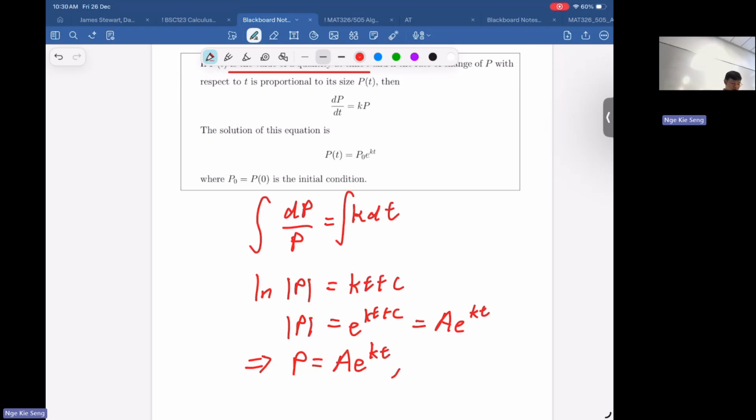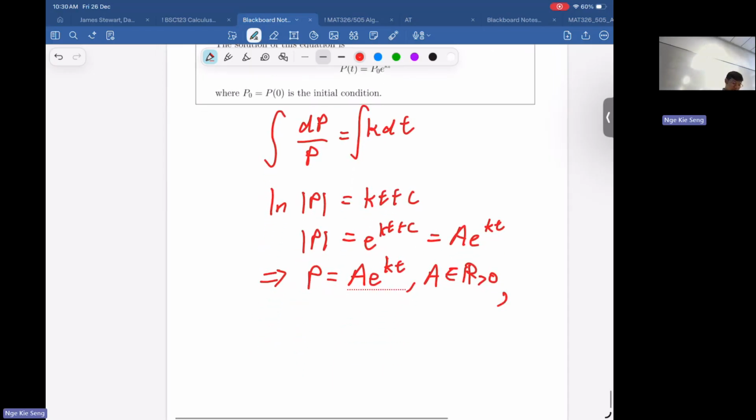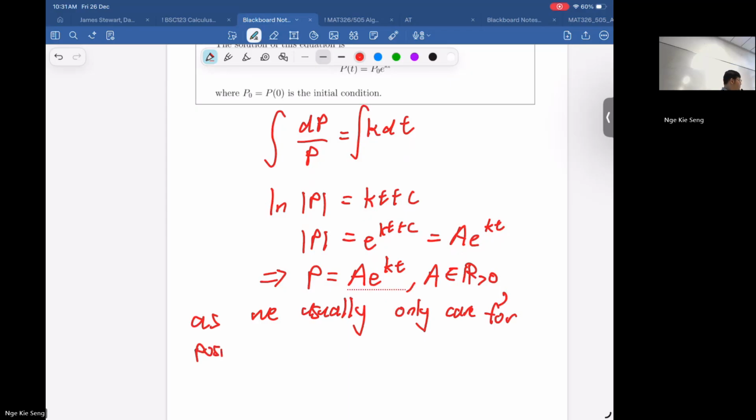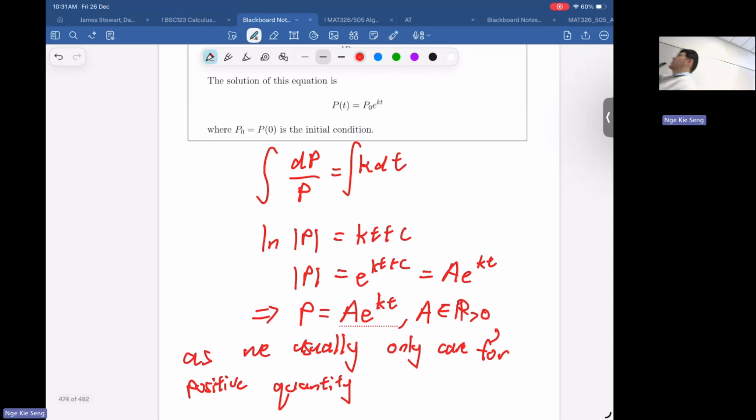And then this A, like what Li Wen just now suggested, right? This is not just a real number, actually it's a positive real number because it's e to the something. Okay, so here we can make a remark. Actually, we usually care about positive quantity. You won't get negative red, for example. There's no negative one red. And so it's a positive quantity.